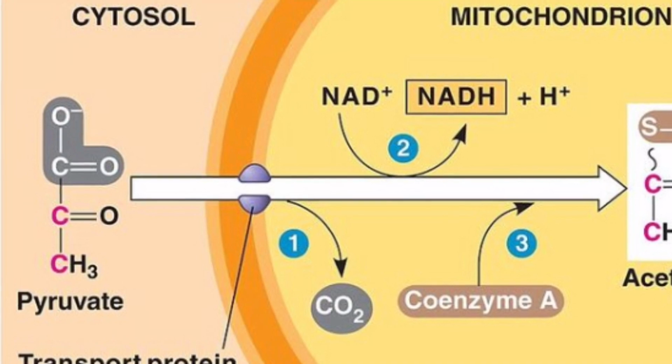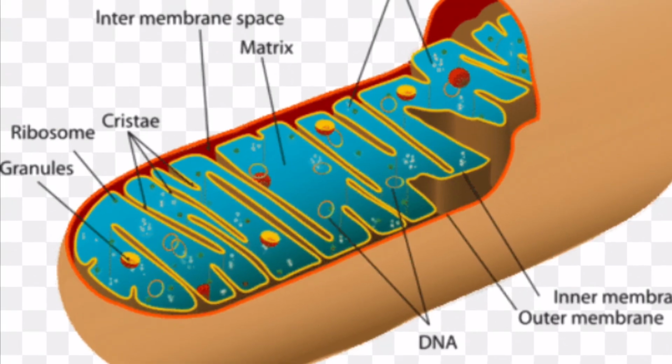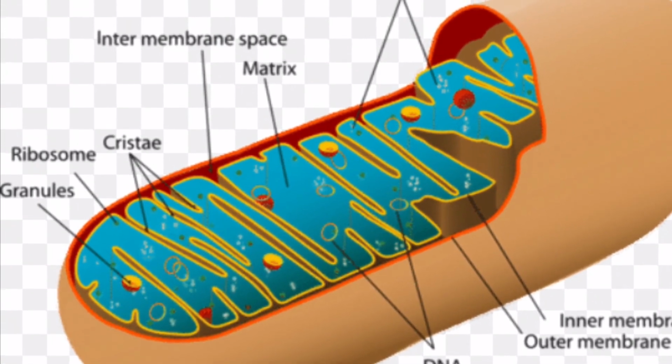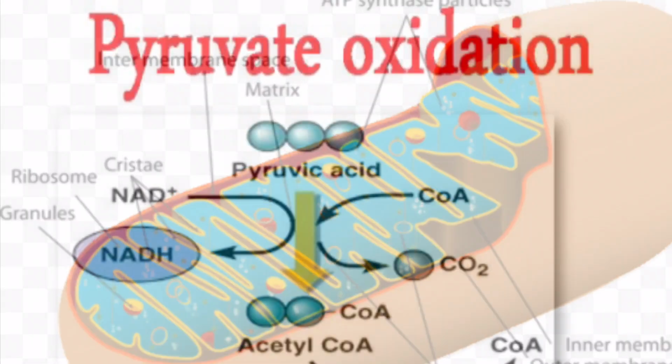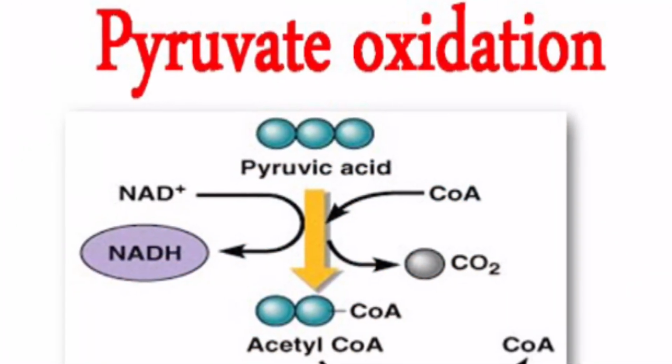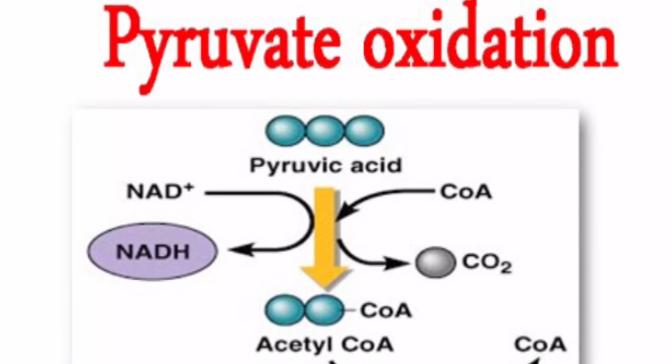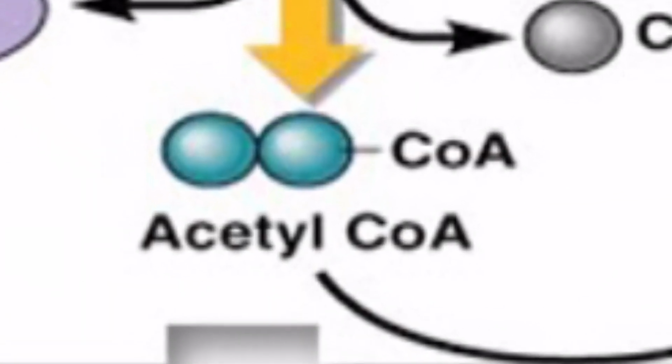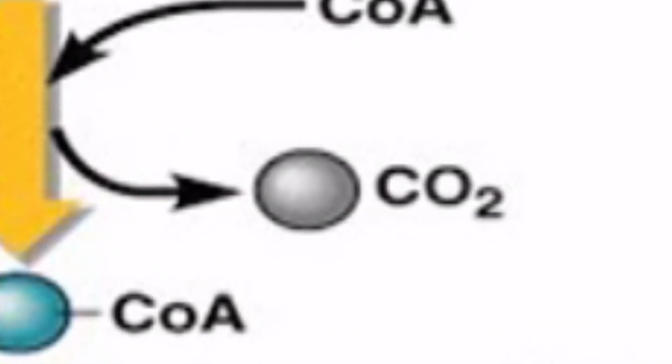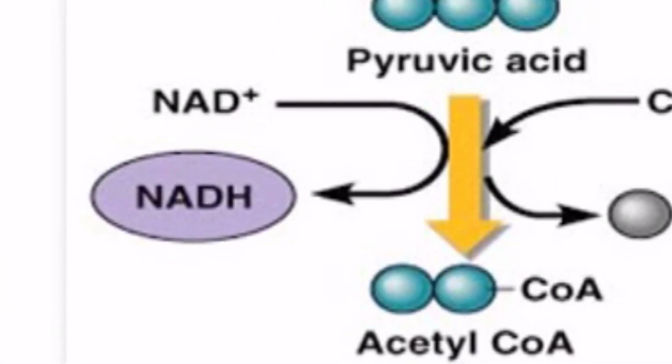Pyruvate molecules enter the mitochondrial matrix, in a step otherwise known as pyruvate oxidation, which creates acetyl CoA. CO2 is released and then NADH is made.